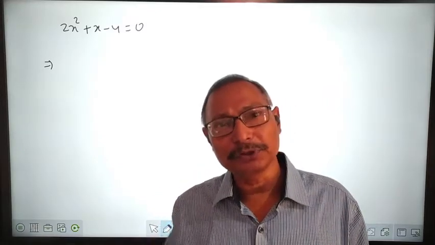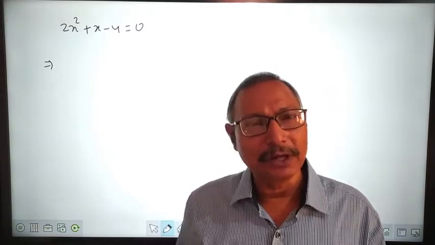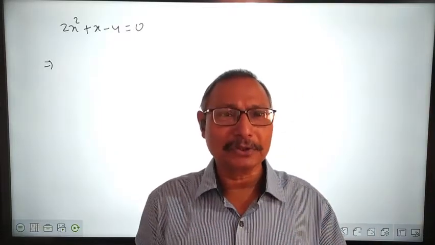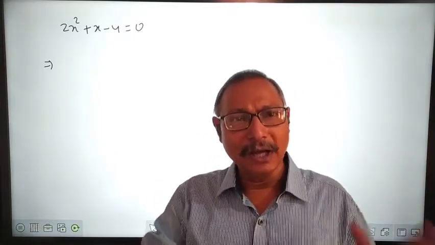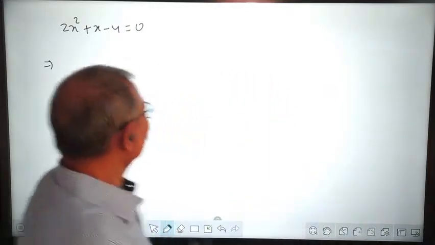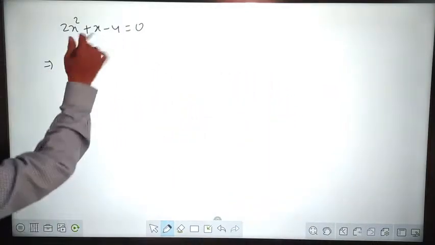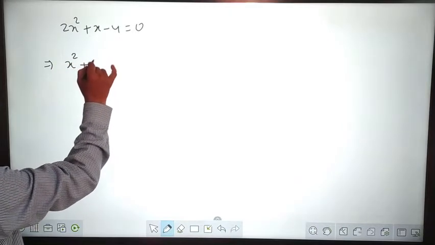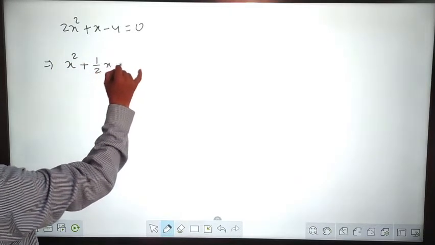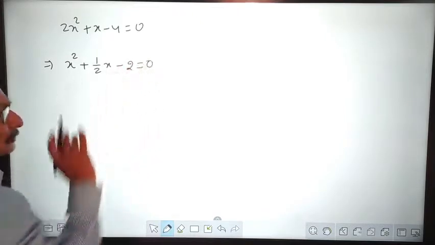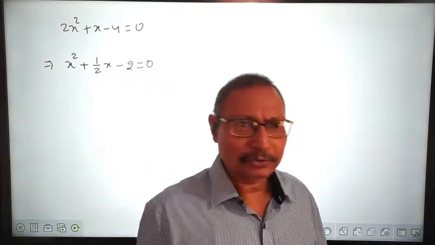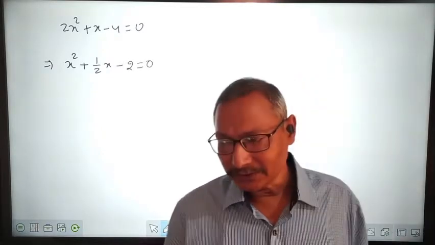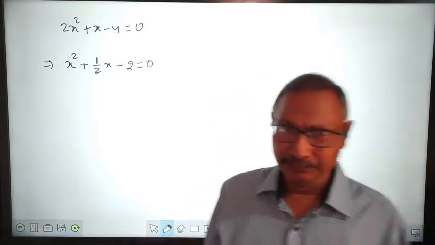That means the coefficient of the highest degree term x square should be 1. For that purpose, we will divide the whole expression by 2 on the left hand side as well as the right hand side. So divide both the sides by 2. You have x square plus 1 by 2 x minus 2 is equal to 0. This is the first step in the process of solving this one. And now the second step.